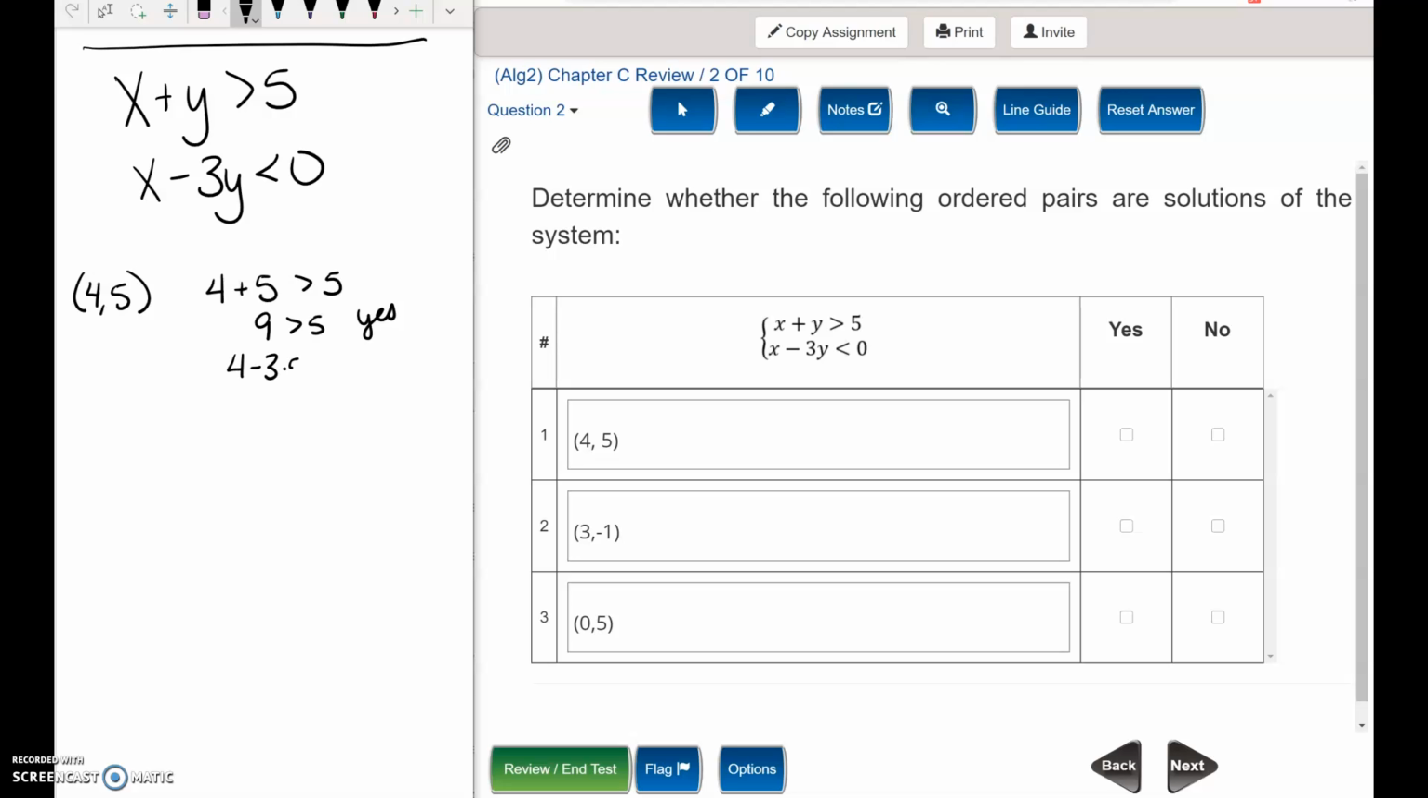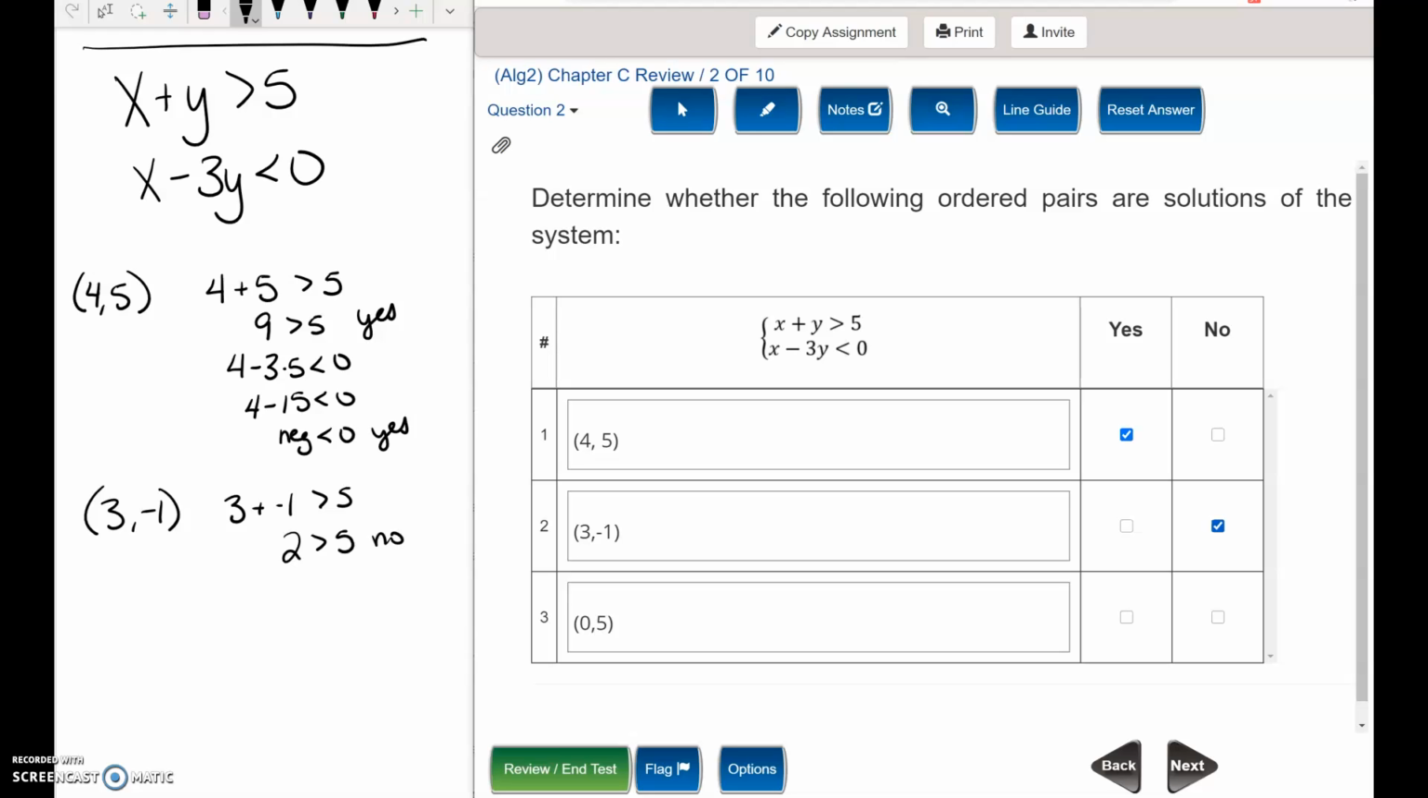4 minus 3 times 5, 4 minus 15. I don't even know what this is, but I know that it's a negative number, and I know that a negative number is going to be less than 0. It does work. So yes, that point is a solution to the inequality. Next, let's check the point (3, -1). So check it in the top. 3 plus a -1. That would be 2. Is 2 bigger than 5? No, it is not. It doesn't work in the top inequality, so it's not a solution to the system.